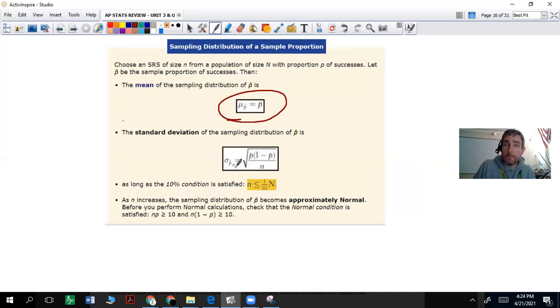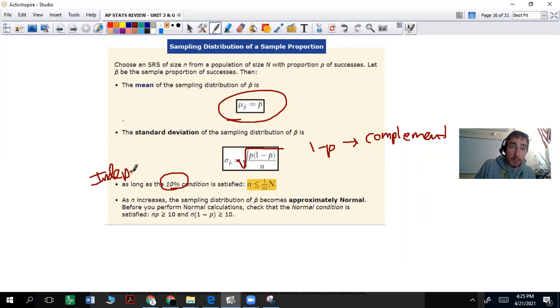The standard deviation of the sample proportion is equal to the square root of p times 1 minus p, divided by n. Now 1 minus p is the complement, right? So if p is 90%, 1 minus p would be 10%. Everything gets divided first, and then you take the square root. Make sure you meet the 10% condition. We don't want our sample size to be 10% or more of the population size. We want that to be independent. So that satisfies independence.